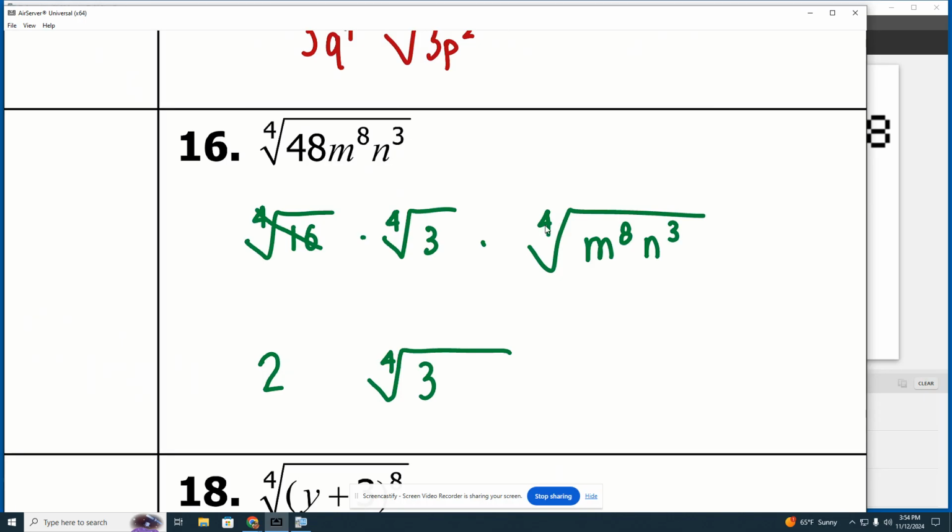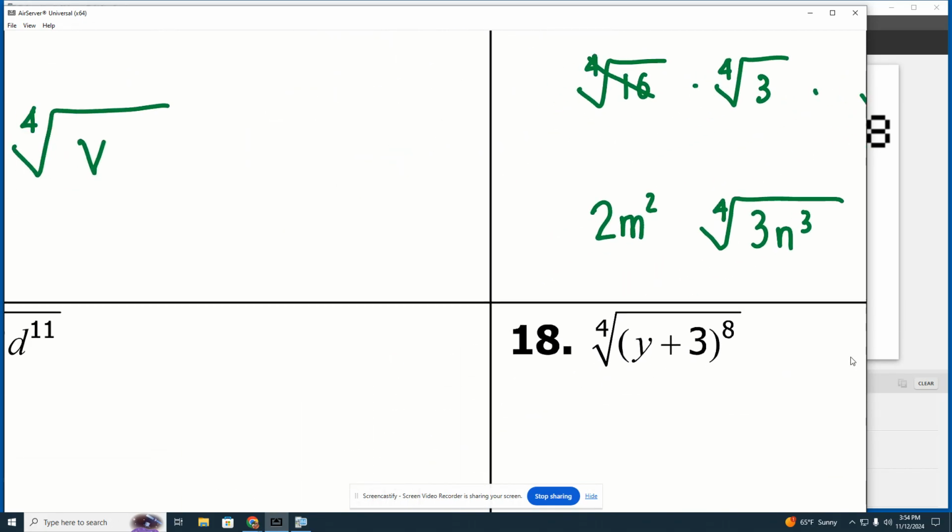So let's go ahead and do that. Now we're ready to move right here. And we start with m. How many times will 4 go into 8? Well, 8 divided by 4 is 2. So m gets to escape twice. And 2 times 4 is 8. So all 8 of these escape. There's no m's left inside. Now, how many times does 4 go into 3? Well, 4 won't go into 3. So no n's get to escape. They all get stuck inside. So this answer is 2m squared times the fourth root of 3n cubed.